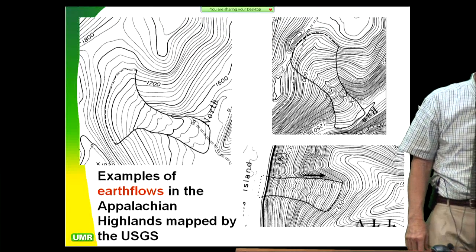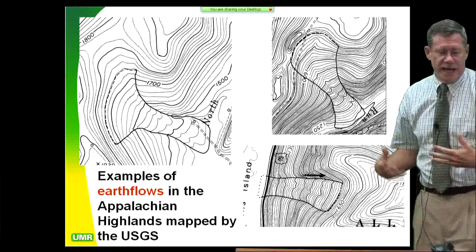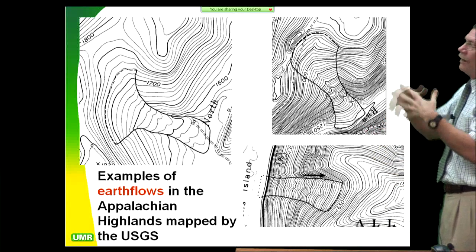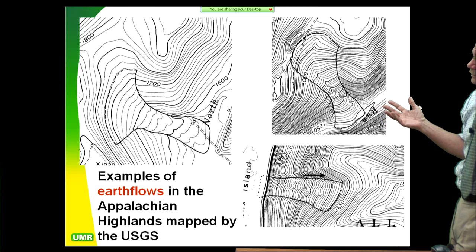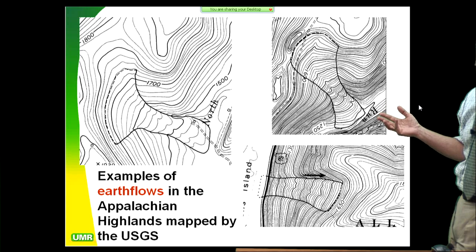Now, let's come back to the Appalachian Highlands. Do we have these features? They are everywhere. Hurricane Ivan, 2004, 16,000 slides in West Virginia.